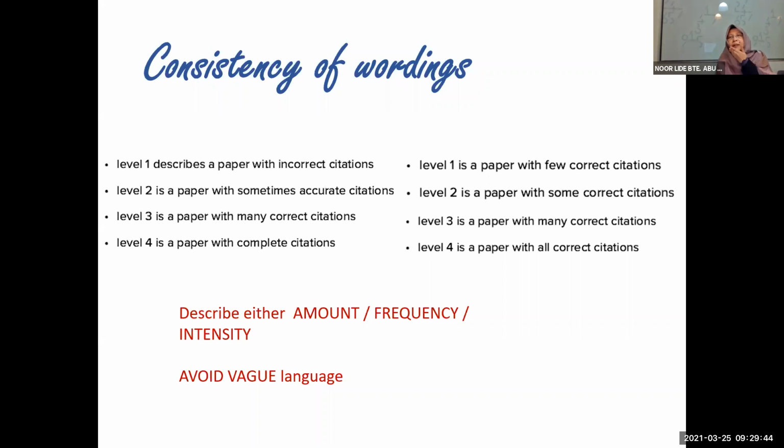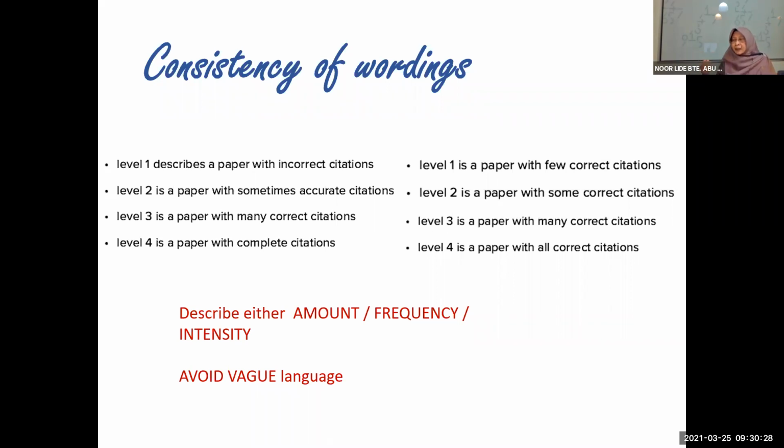Now, this is an example of consistency of wordings. If you look on the left-hand side, what does it say? Level 1 describes a paper with incorrect citations. And level 4 describes a paper with complete citations. So incorrect citations would actually go with correct citations, not complete. If you look at the right-hand side, you see there is consistency in the use of words. It says few correct citations, some correct citations, many correct citations, and all correct citations.